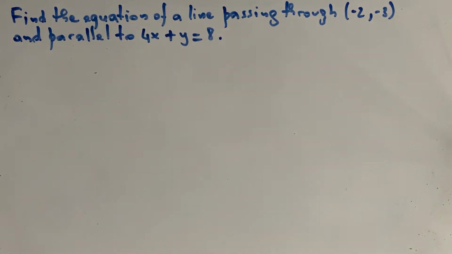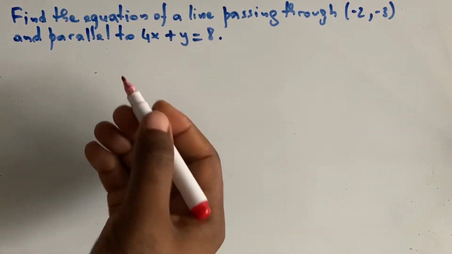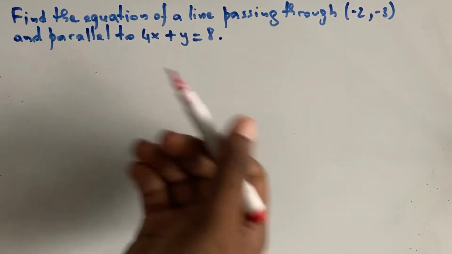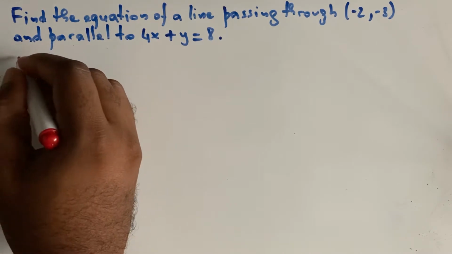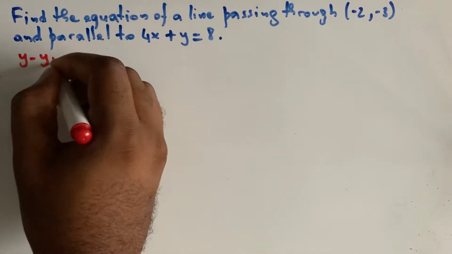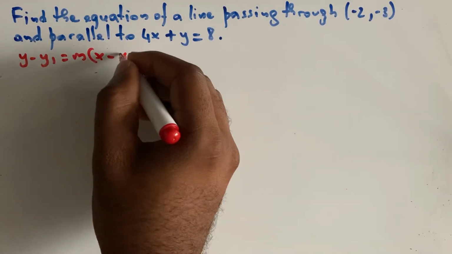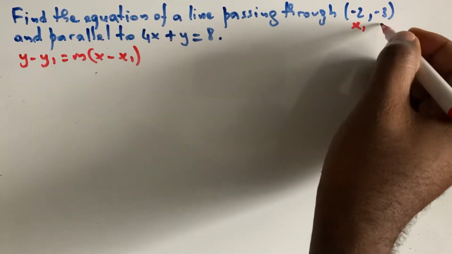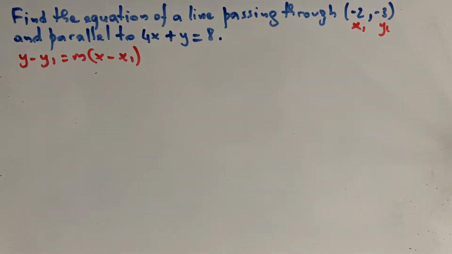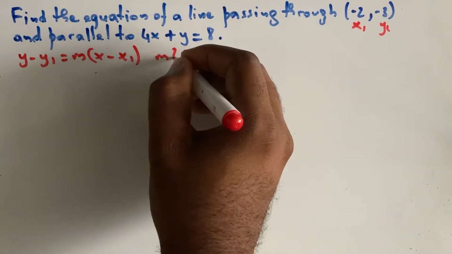Now, the one thing I want you to keep in mind is that anytime you want the equation of a line, you need the point-slope formula, as you have a point and you will get a slope. The point-slope formula is y minus y1 equals m times x minus x1. Now you have x1, y1 right here. All you need to get is m. We don't see m, right?